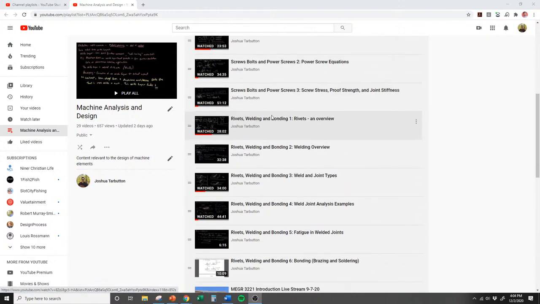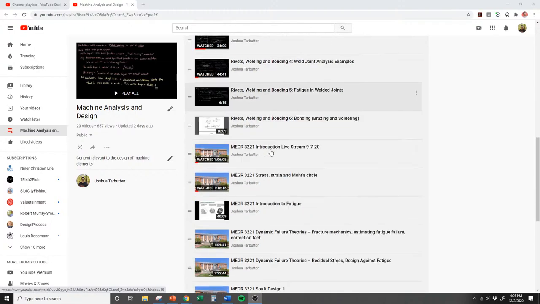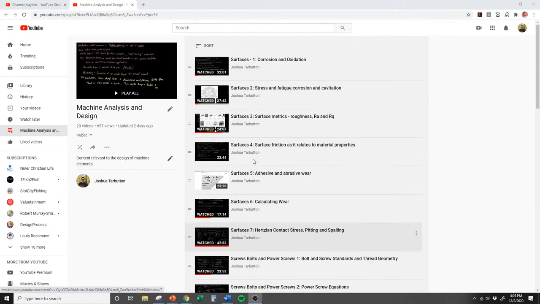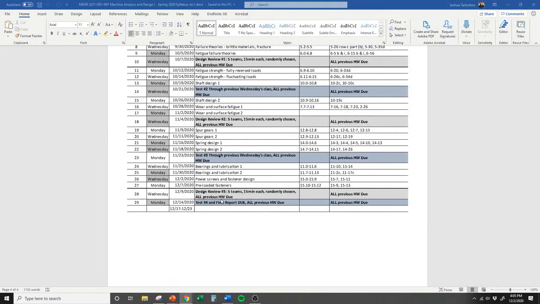Also, what we didn't get to in this class yet, but there's decent content here, are the rivets, welding, and bonding. There are questions that show up on the PE exam that are related to this, but we just didn't get time. There are six lectures on this topic. They're not as long as the other ones. I think we have 30 minutes, 34, 45, and then 16 minutes for the last two. So those lectures are up here. Then these are this semester's lectures. So by all means, feel free to use those resources.